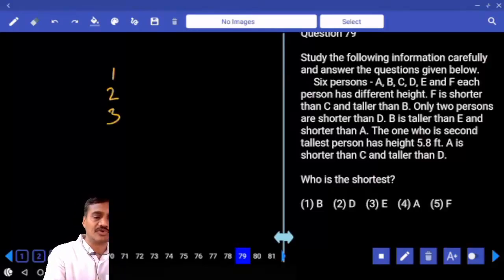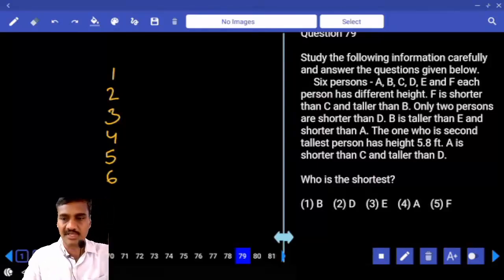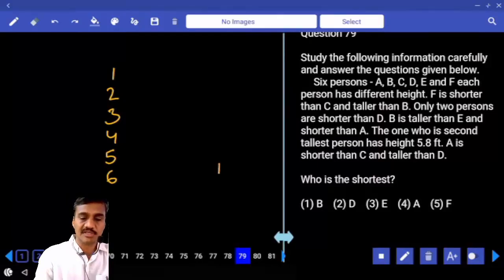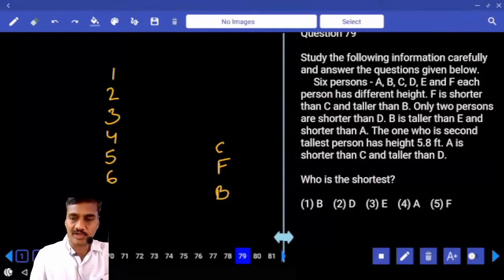1, 2, 3, 4, 5, 6. Now these 6 persons are being compared in height. F is shorter than C. F అనేవాడు C కన్నా పొట్టుగా ఉన్నాడు, taller than B. B కన్నా పొడుగు ఉన్నాడు. F is shorter than C and taller than B.